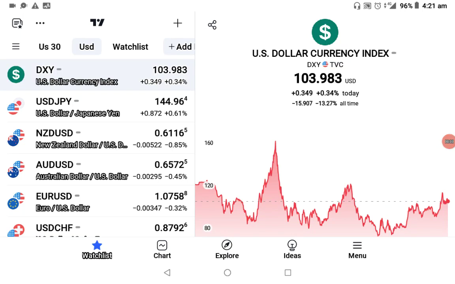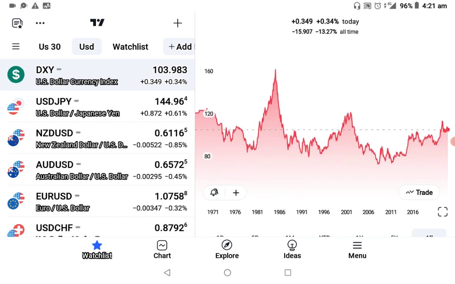What's up, people? So we're gonna analyze for this week. We start with the US dollar index to actually know what's happening in the overall market.